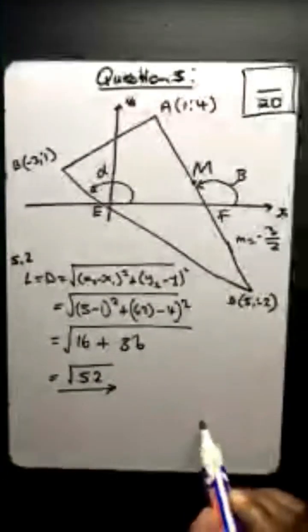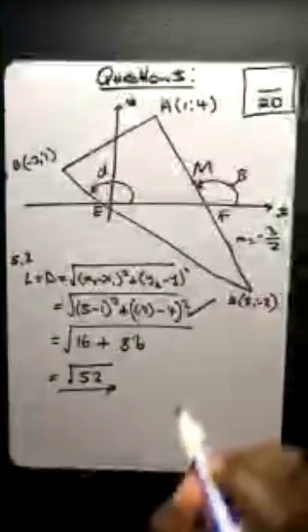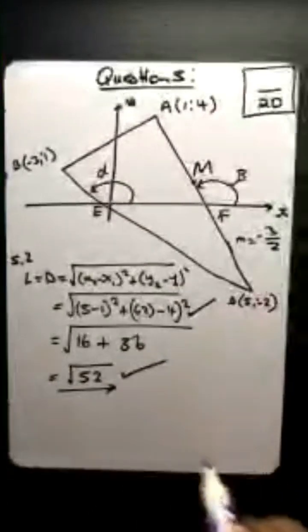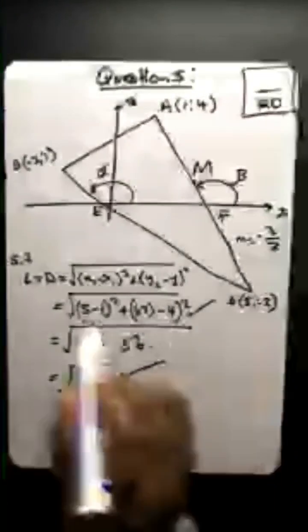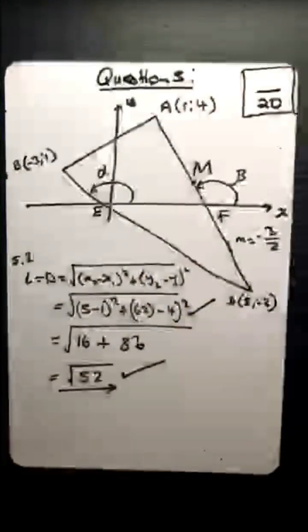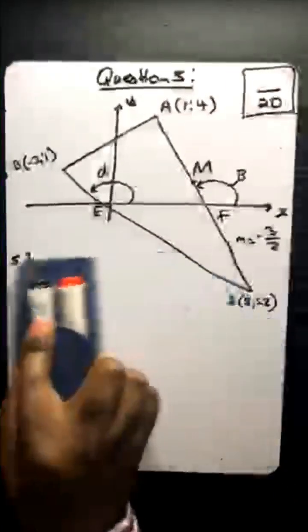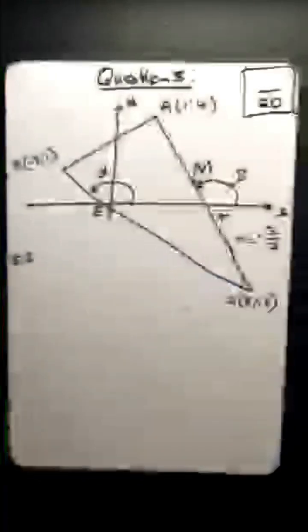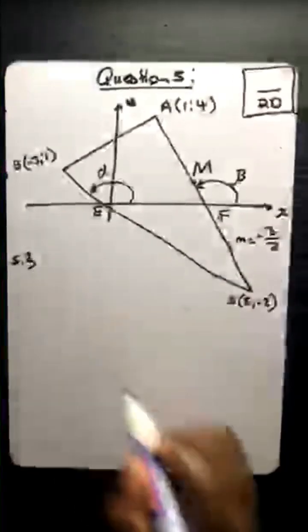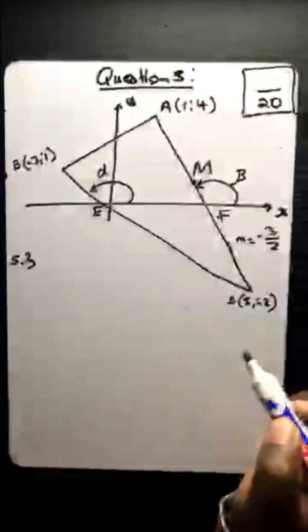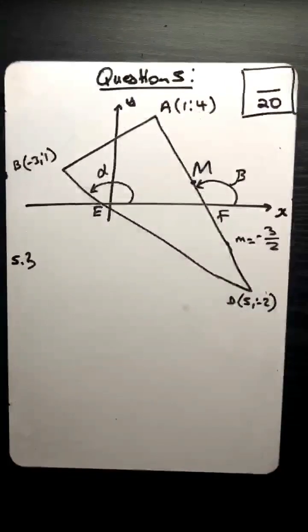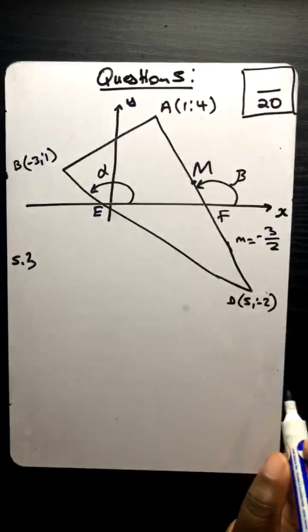100%. So you give yourself a mark for correct substitution, and then a mark for the correct final answer. The formula itself gets no marks. So very quickly, let's move on to 5.3. Remember, guys, these are the easy questions. I don't think you will be confused with those two.